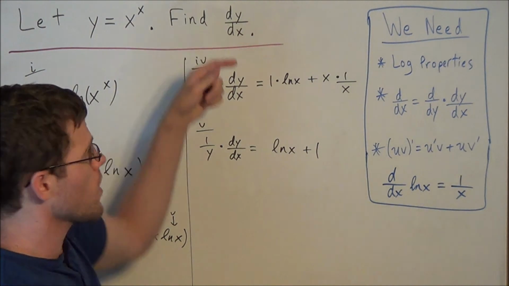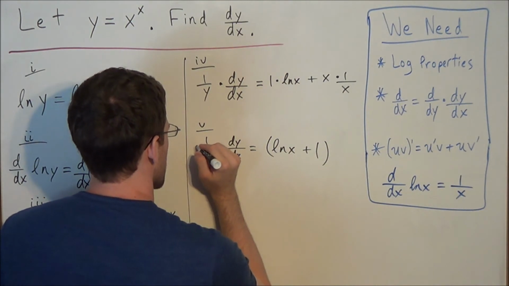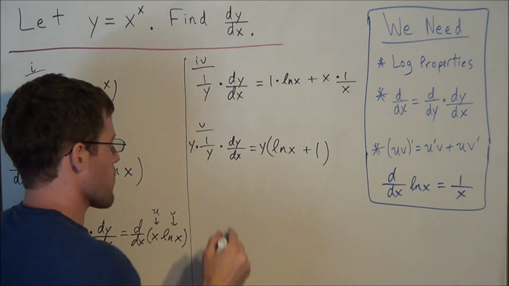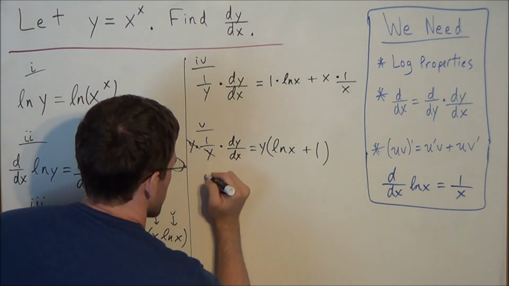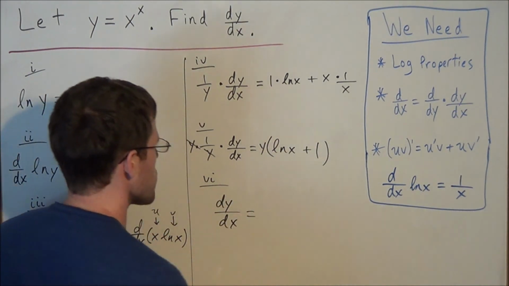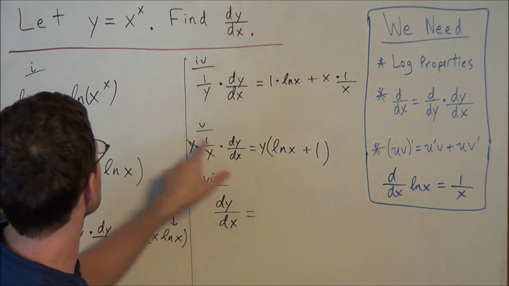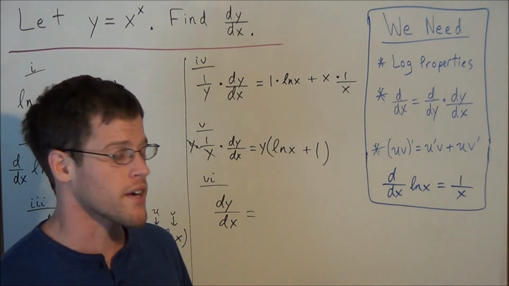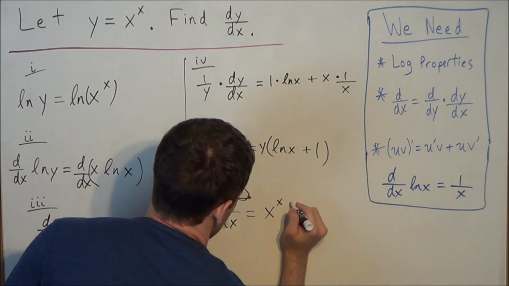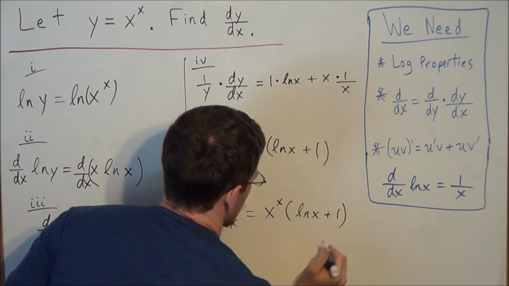But now to solve for dy dx, all we need to do is multiply both sides by y. So we're going to multiply the left-hand side by y and the right-hand side. Notice that y times 1 over y cancels out. So for our last line, we have dy dx equals, and now instead of writing y times ln x plus 1, we're going to substitute for y, because our answer does need to be in terms of x. So instead of y equals x to the x power, and now inside the parentheses we have ln of x plus 1.